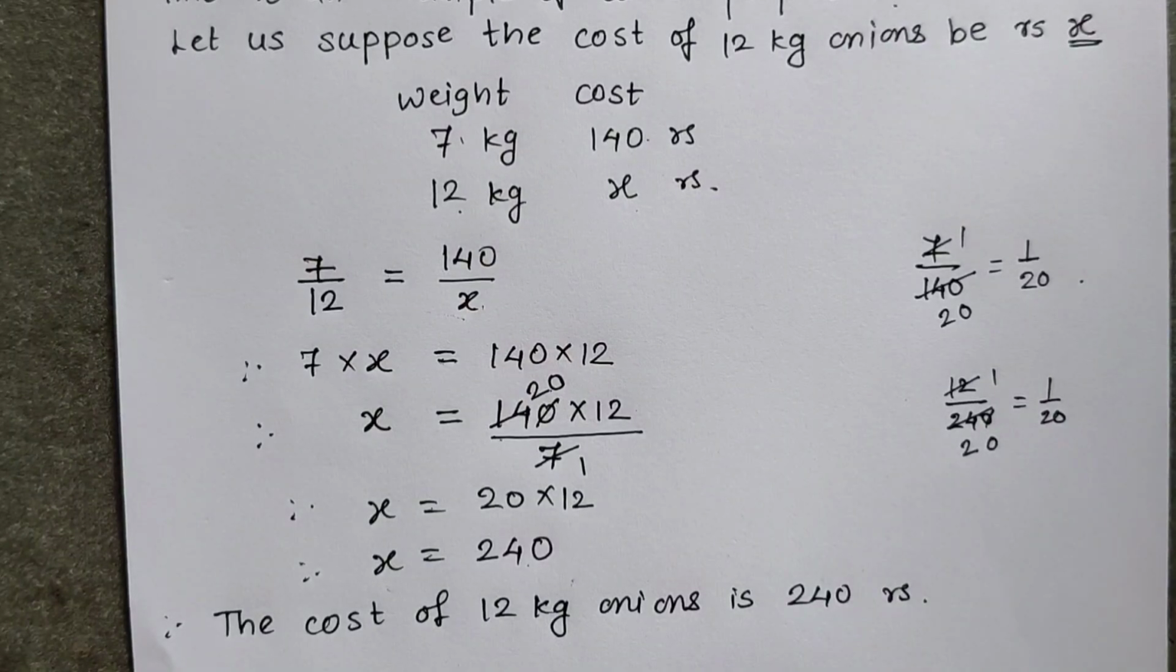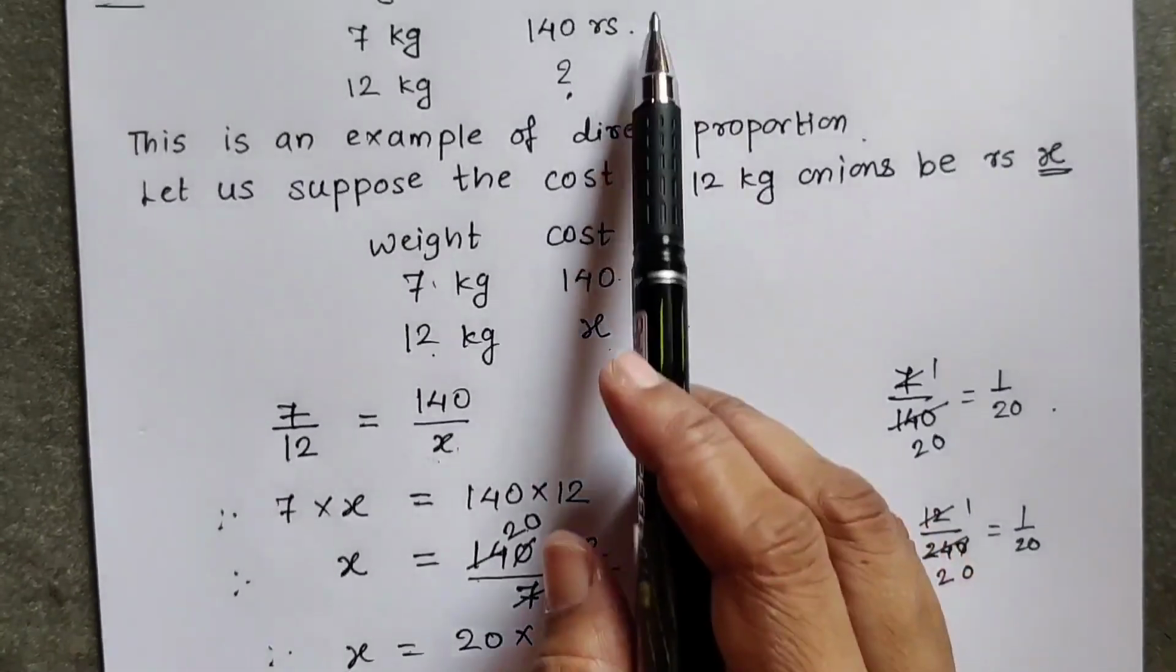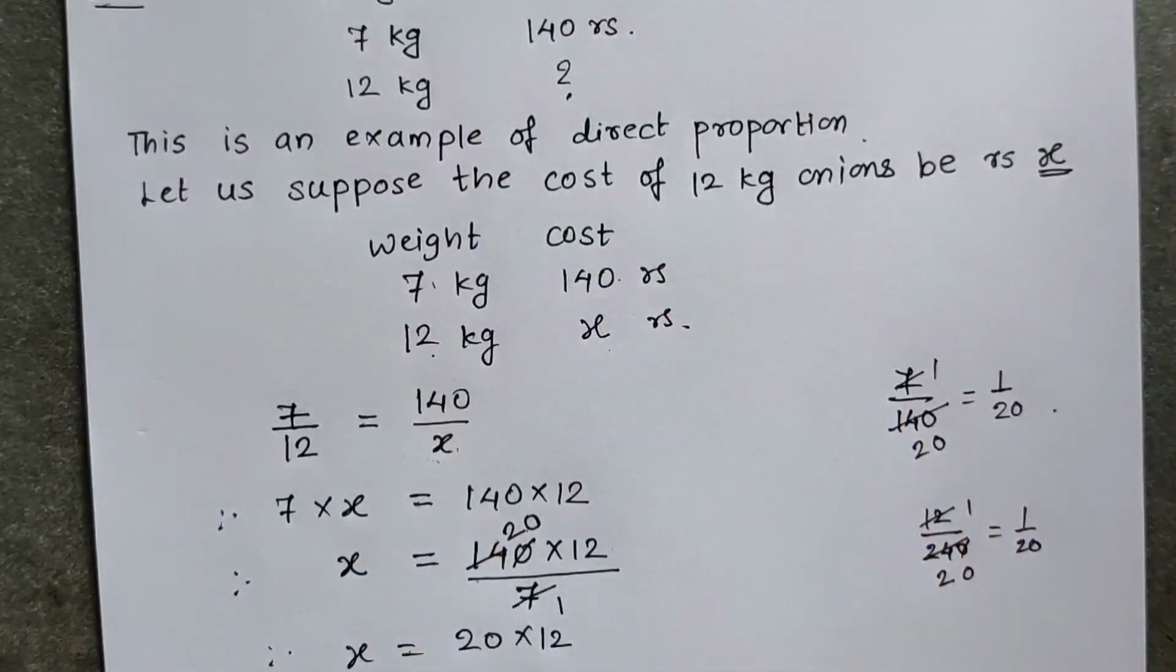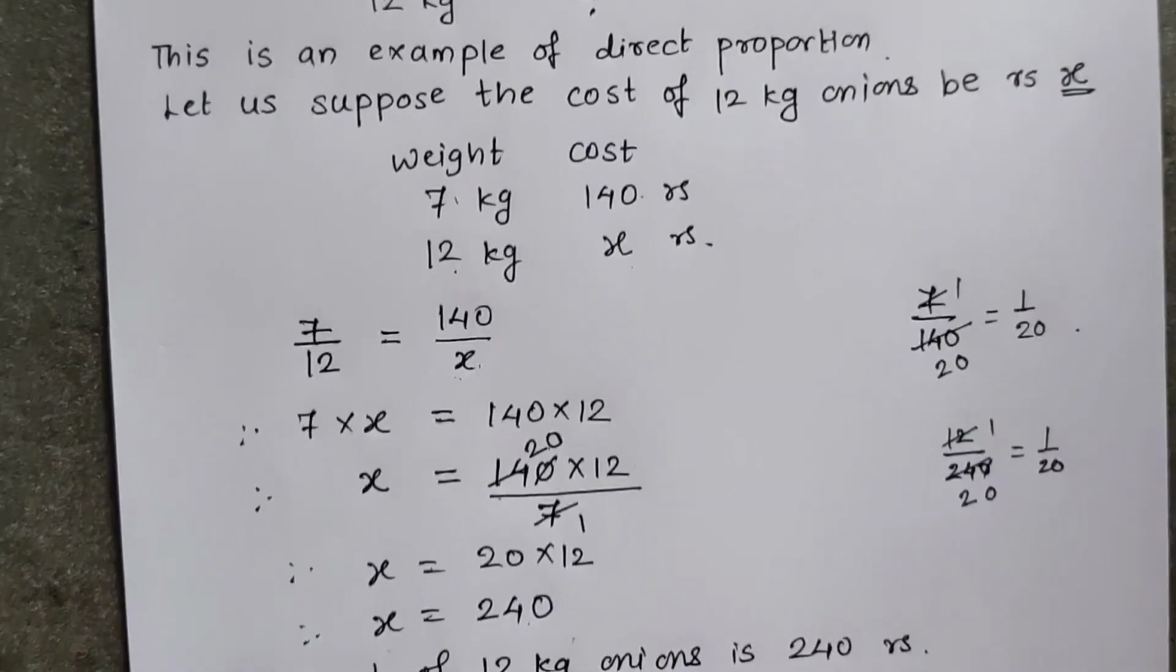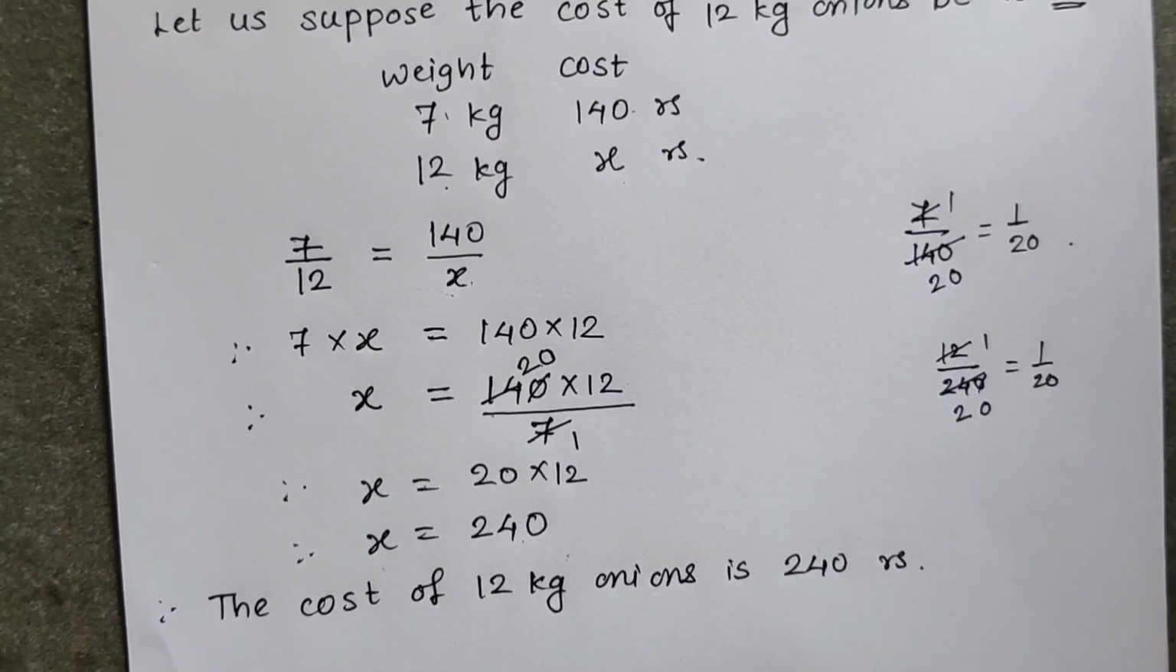When the ratio is constant, it is an example of direct proportion, and from the given quantities we can get the idea what type of proportion is there, whether it is direct proportion or inverse proportion. So in this way we can find out the answer.